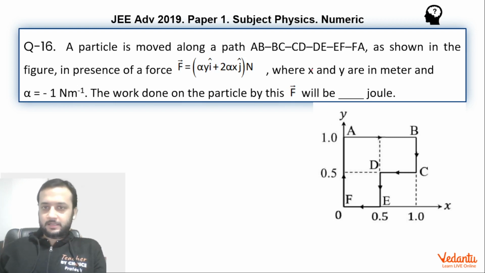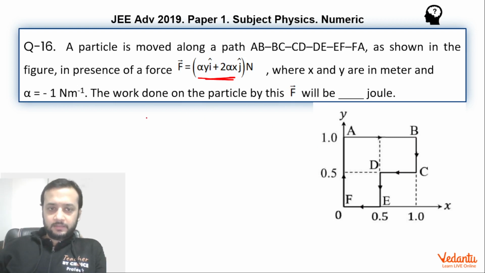A particle is taken over a closed curve A, B, C, D, E, F, A, in the presence of a force which is defined by this function. The value of alpha is a negative constant, and we have to find the value of the work done by this force over this closed loop. Now, one way of doing this question is to straight away do F dot ds over the different paths, like from OA and then AB and then BC and so on, and then add all the work done, and you're going to find the answer.